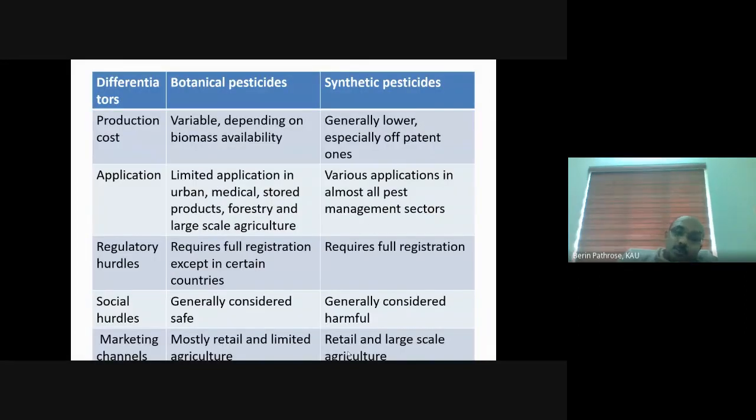Another difference is the production cost. The production cost for botanical pesticide varies depending upon the availability of the biomass. Neem is cheap because the biomass is available. Pyrethrum, because of the low availability of chrysanthemum flowers, the cost is high. While in the case of synthetic pesticides, for off-patent molecules, that means those products which are not in the patent regime, such as malathion, quinalphos, chlorpyrifos, etc., the cost is extremely low. A liter of chlorpyrifos costs less than 250 rupees.